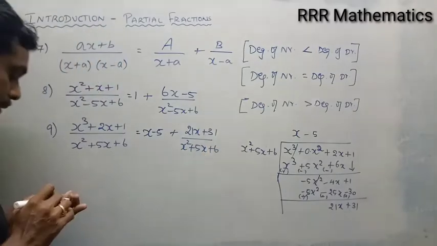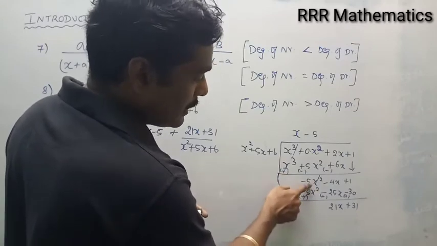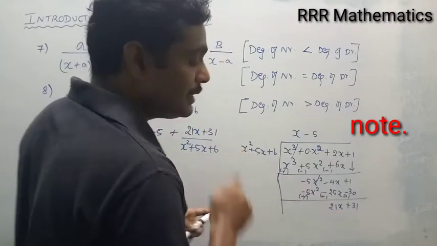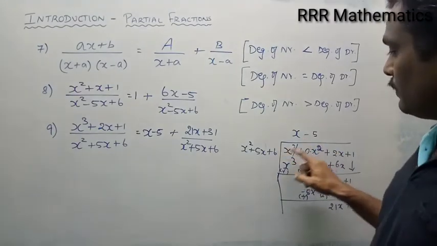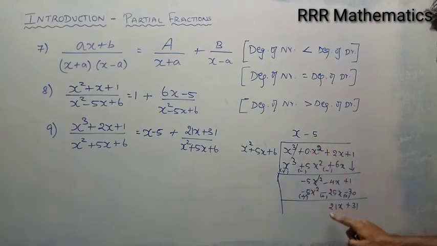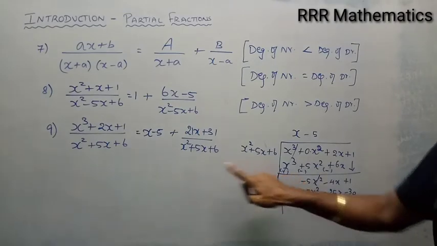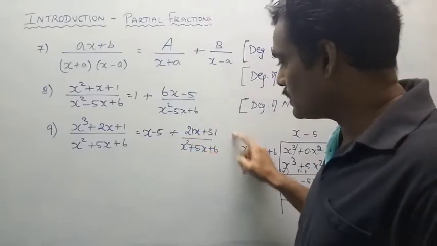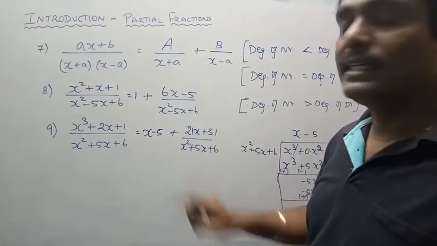Sir, in the previous case you stopped after one time, but you repeated here. Because when you are getting the remainder, the degree of the remainder is always less than the degree of the divisor. It's quite common. So in this case, first I use the long division method. I am getting x, and then when I divide again, I am getting minus 5. So the quotient is x minus 5 plus remainder 21x plus 31 divided by the divisor. You want to apply partial fraction only for this one, 21x plus 31 divided by x square plus 5x plus 6. Split like this, finally add with x minus 5.